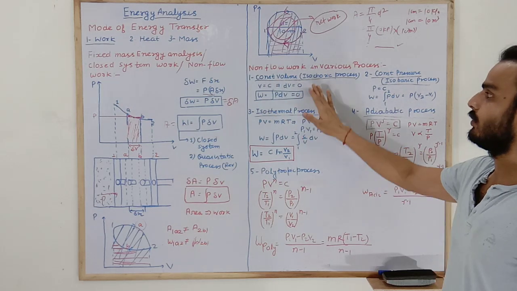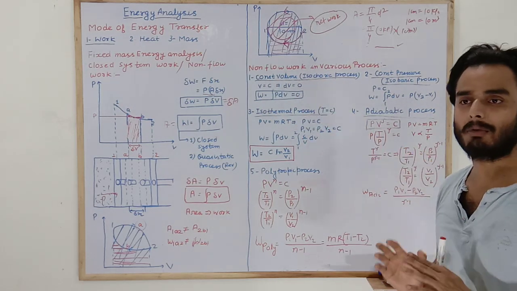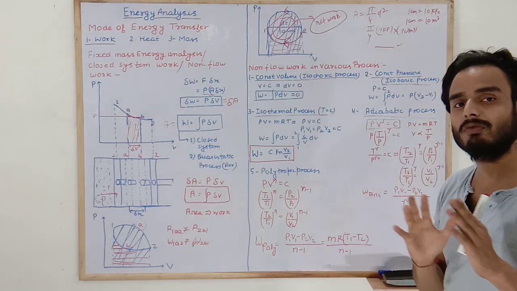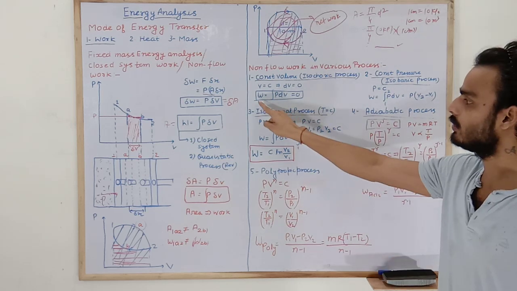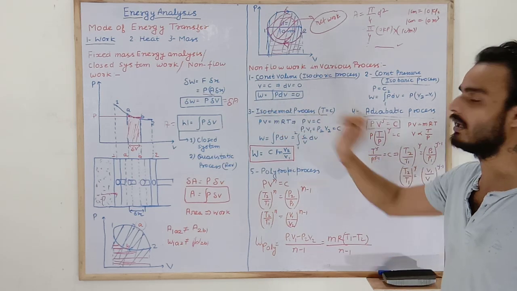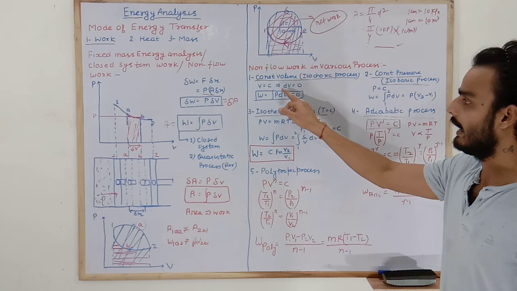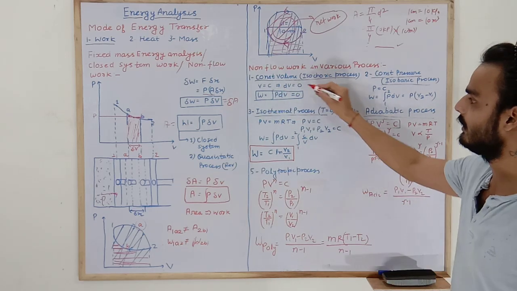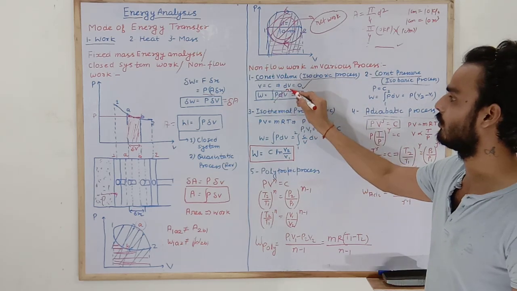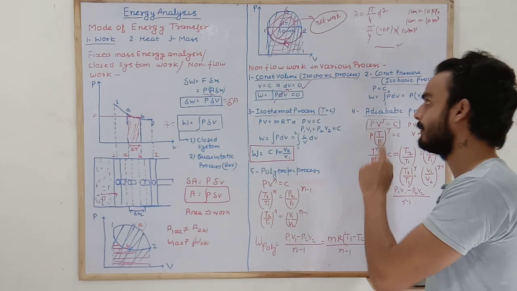Constant volume process, you can also say isochoric process. In a constant volume process, volume will be constant. So we know the formula of work is equal to integral P dV, and if volume is constant, dV will be 0, so this will be 0. So for a constant volume process, work will be 0.